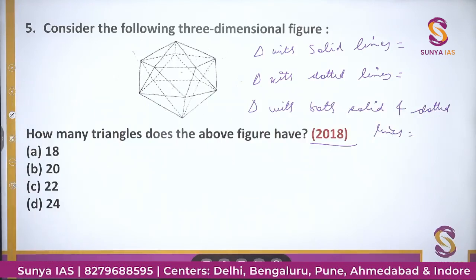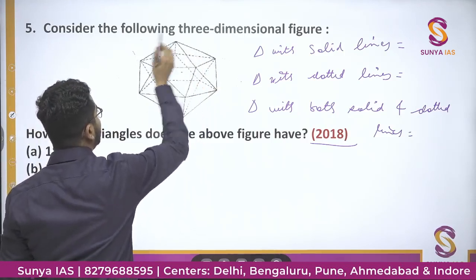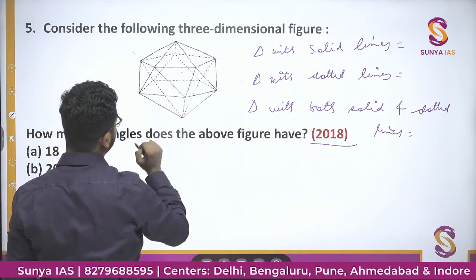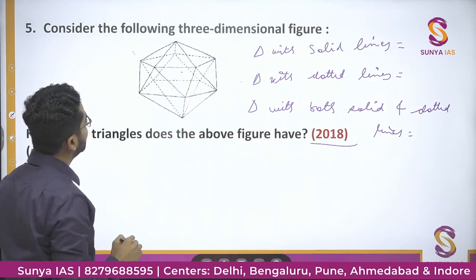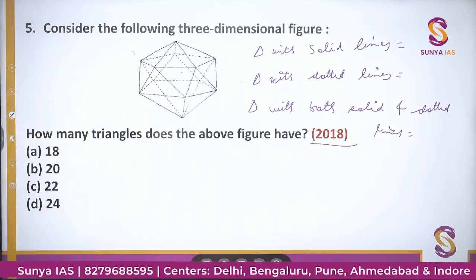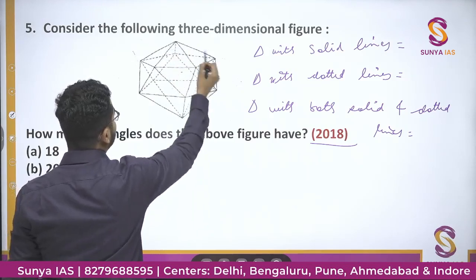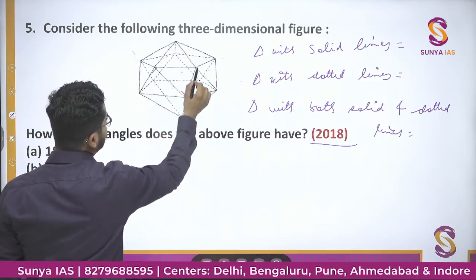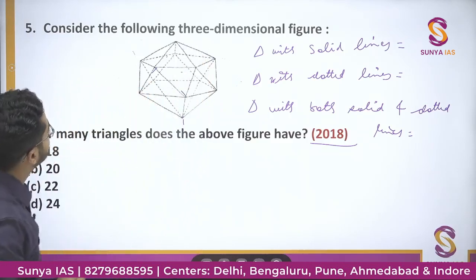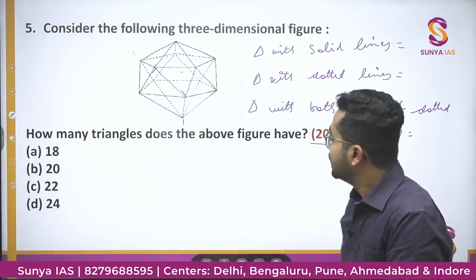So now if I count the triangles with solid lines, so this is 1, 2, 3, 4, 5, 6, 7, 8, 9 and this is 10. Did you get? Kaise? 1, 2, 3, 4, 5, 6, 7, 8, 9 and this is 10. Koi doubt isme? Aap bhi dekho ek baar dhyan se.